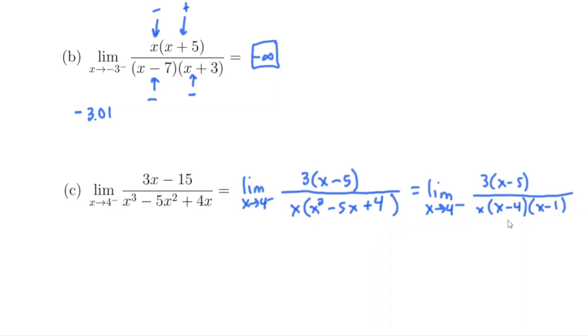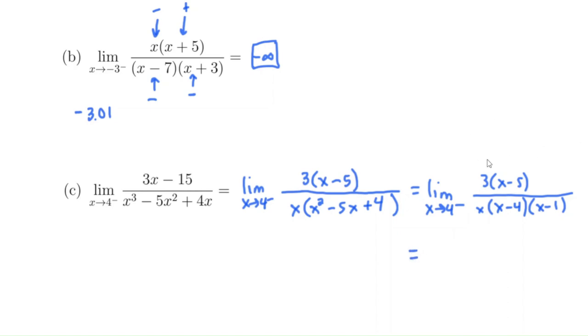Okay, if you work that out, x minus 4 times x minus 1, I believe that will multiply out. It'll FOIL out to be this. So what's the limit as x approaches 4 from the left? Well, notice if you plug in 4, you get 0 down here, and it's not canceling with any x minus 4 factor up here. So we're going to get some type of infinity. Is it going to be plus infinity or minus infinity?